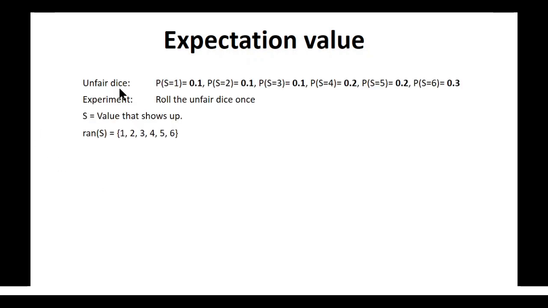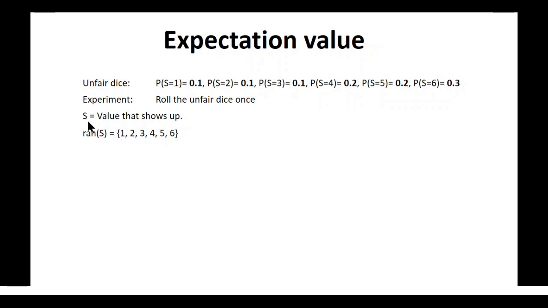Let's assume that there is an unfair dice. Now this dice is unfair because it can show up numbers 1 to 6 with different probabilities of occurring, as you can see over here. And the experiment that we are going to define is rolling this unfair dice once.